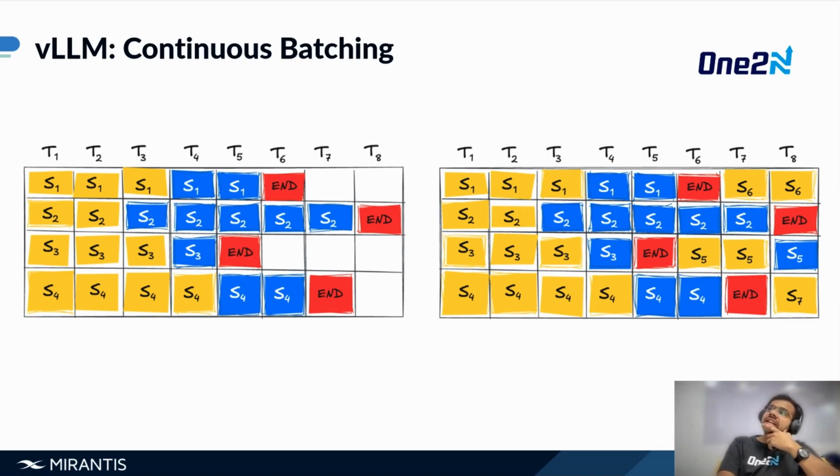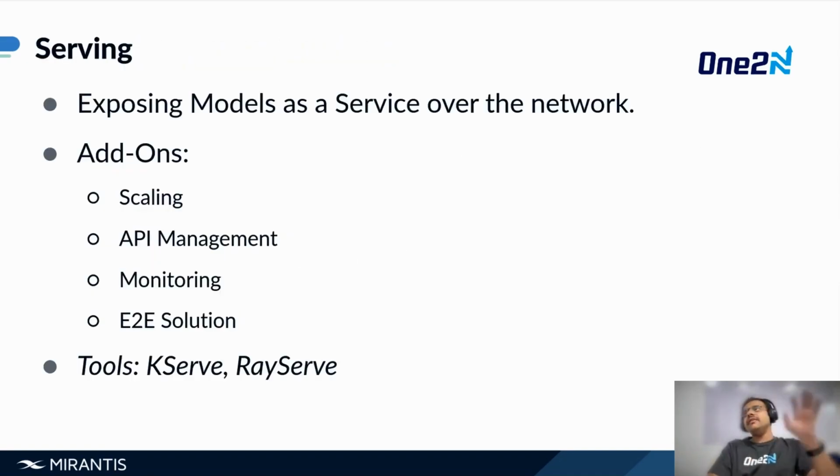I'm able to utilize this empty space, these empty memory regions. So this is how I can reduce memory fragmentation and better utilize my underlying GPU memory to serve more requests. Now that was inferencing. Inferencing was one part of the problem.